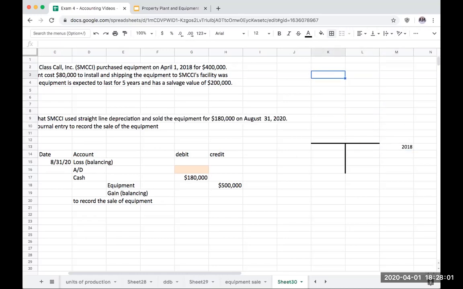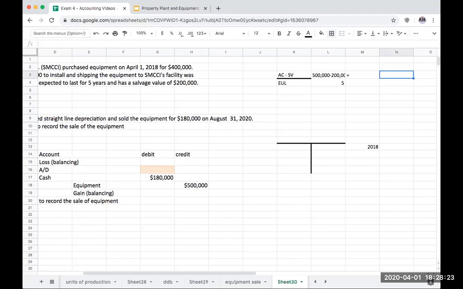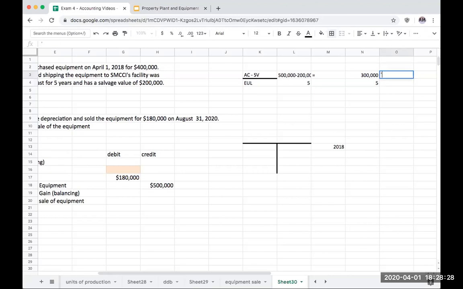Over here, when we use straight line, it's the acquisition cost minus the salvage value divided by the estimated useful life. My acquisition cost was $500,000. And if you don't know where that came from, please watch the previous videos. My salvage value is $200,000. My estimated useful life is 5 years. This is going to be giving me $300,000 divided by 5, or $60,000 per year of annual depreciation expense.